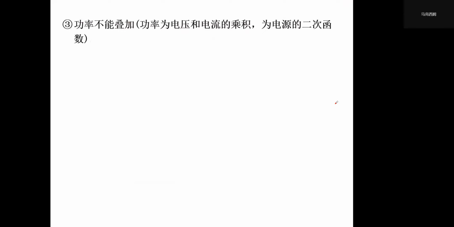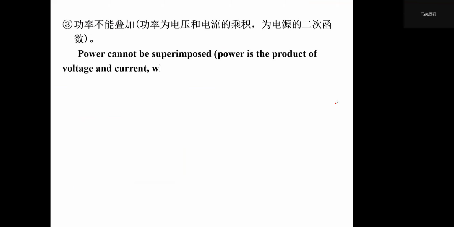But do remember that we could apply this superposition on the current and the voltage, but we cannot apply this superposition to the power. Since the power is a combination, the product of the current and voltage, it's a quadratic function of the power supply. So it is not linear, so we cannot apply this.